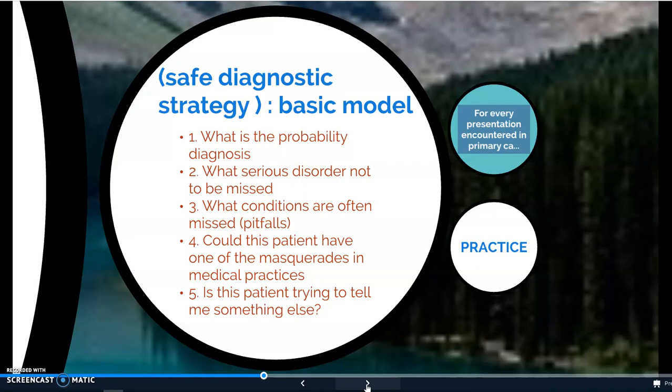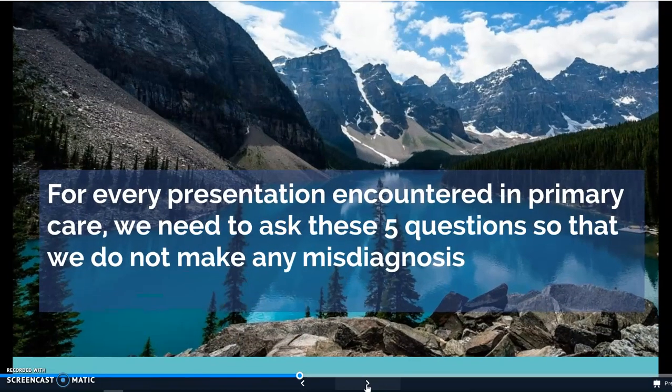Number four, the fourth question that you need to ask yourself is, could this patient have one of the masquerades in medical practices? I'll go further into detail on these medical masquerades. And number five is that you have to ask yourself, is this patient trying to tell me something else? Okay, for every presentation encountered in primary care, we need to ask these 5 questions so that we do not make any misdiagnosis.